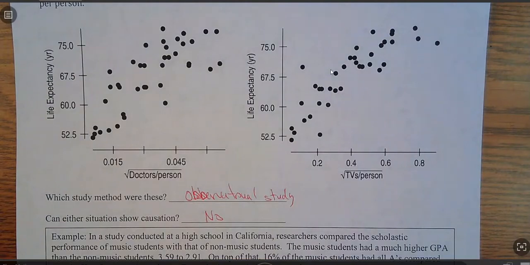In fact, if you had to guess, what do you think is probably, we call this a lurking variable. What is actually the real variable here? What probably does cause life expectancy to go up, which would also cause more doctors and more TVs? Well, it's probably how much wealth is in your country.